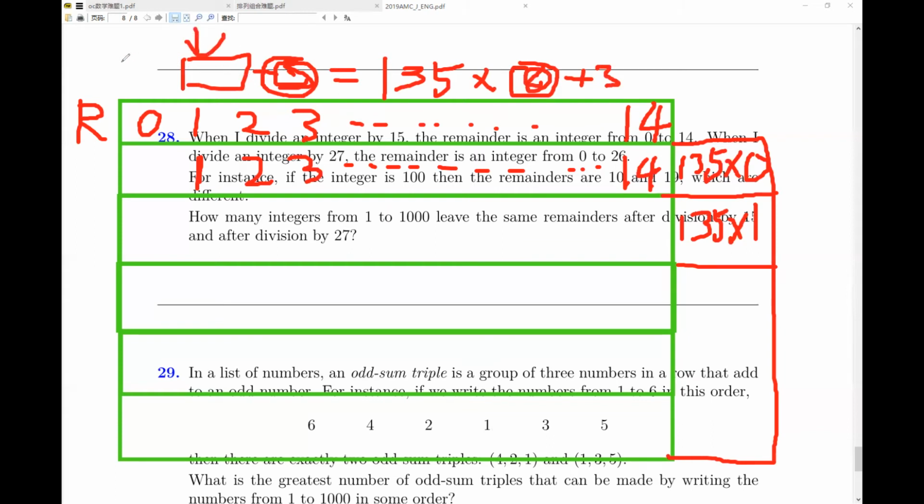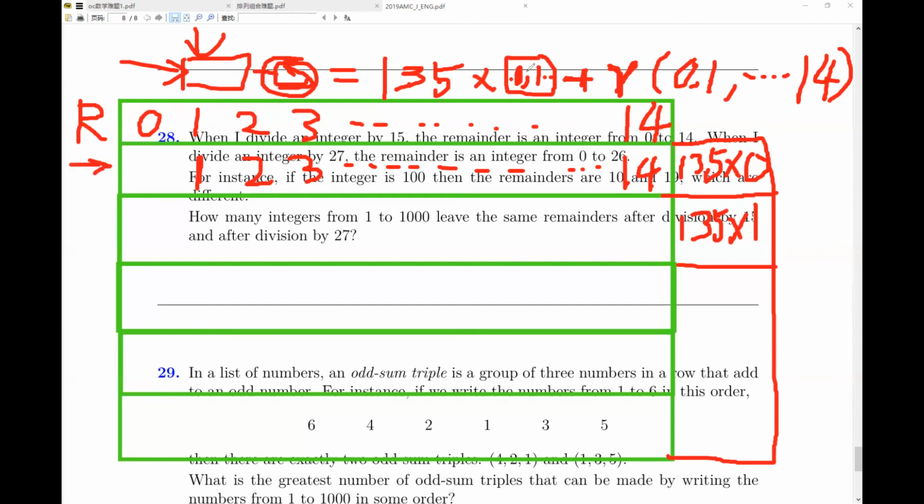We want to find this number. How many of this number are there? So plus 3, because this is a special case. In fact, it's plus the remainder, right? And the range for the remainder R is from 0, 1 until 14. All works. This starts from 0, right? 0, 1, something, keep going. So first we already solved 135 times 0 plus the remainder. This is the first row.